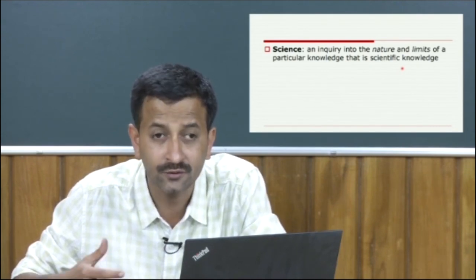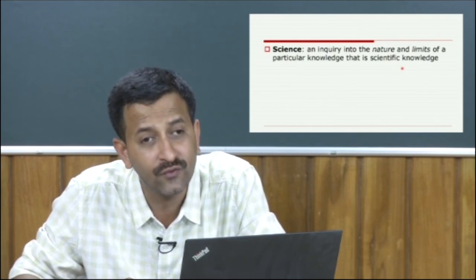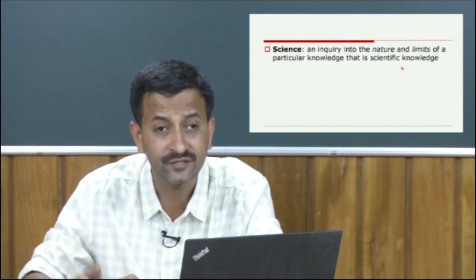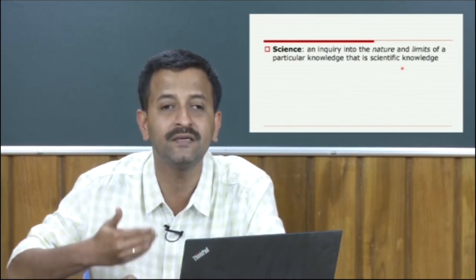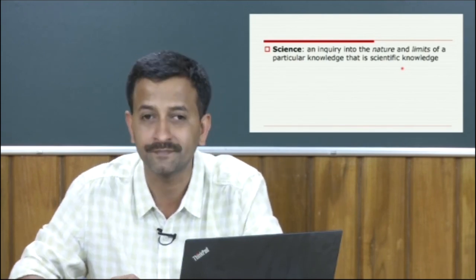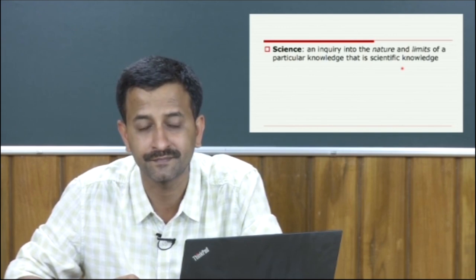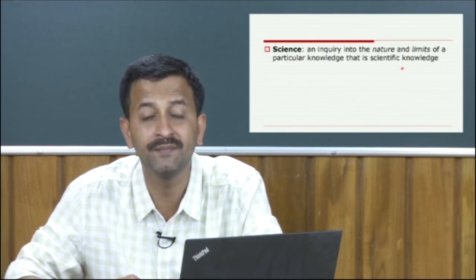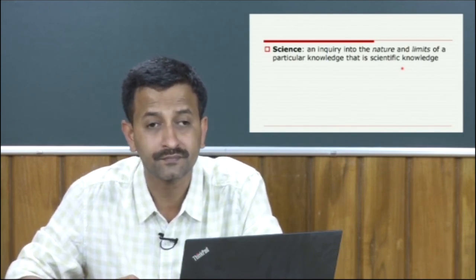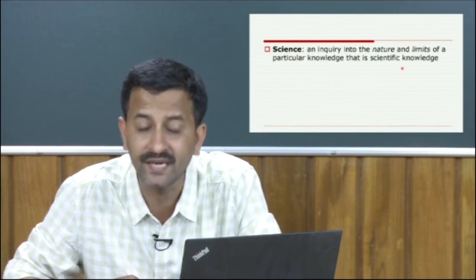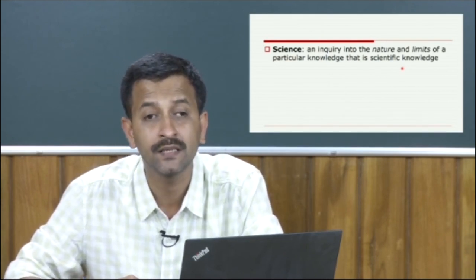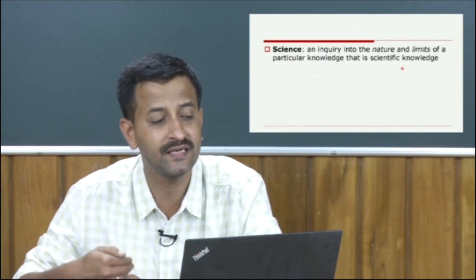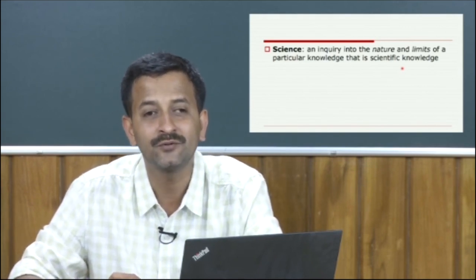That we try to construe, philosophy of science is an inquiry into the nature and limits of a particular knowledge, that is scientific knowledge. History of science is an inquiry into the nature and limits of a particular knowledge guided by history, guided by the methods of history. It may be archival research, it may be historical research, it may be library research, and so on. And it may also be empirical history, which is guided by our experiences. When we talk about sociology of science, it is an inquiry into the nature and limits of a particular knowledge guided by social and political institutions.